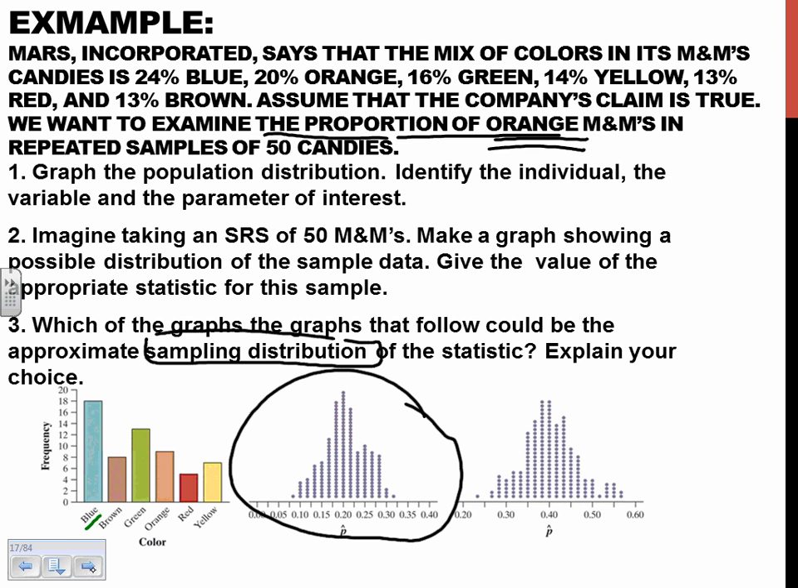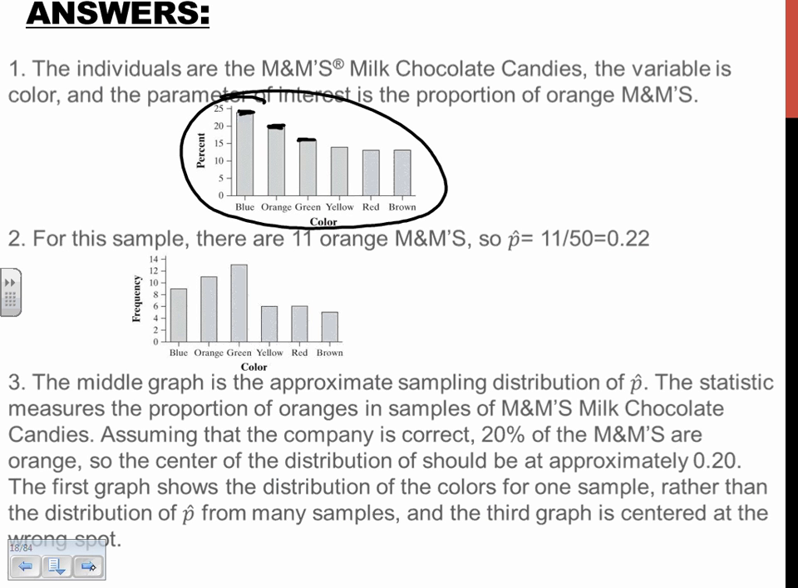So here I have it written down so I can read why you kind of can see it. So the middle graph is the approximate sampling distribution of p-hat. The statistic measures the proportion of oranges in samples of M&M's milk chocolate candies. Assuming that the company's correct, 20% of the M&M's are orange, so the center should be at about 20%.